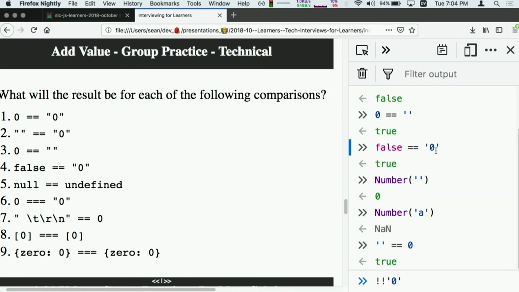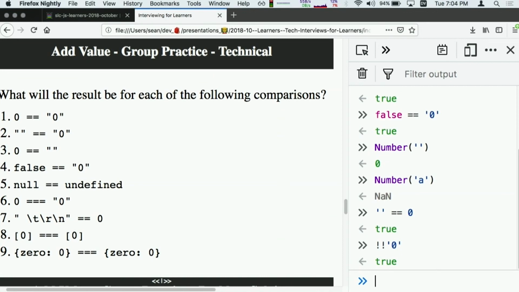So if we're looking at whether false equals the string zero, this is a good way to see what the string zero is in Boolean. I did not expect that. The character zero is true. The one that we did was actually a string zero, so I would have expected, under the hood, because it's converting to a Boolean, not that.